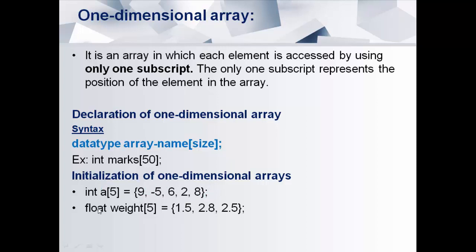Next one, float weight[5] = {1.5, 2.8, 2.5}. Here I am taking the data type as float and the array name as weight with the array size as 5, but I am inserting only three values, that is 1.5, 2.8 and 2.5. All three values are floats, and float is nothing but decimal values. So this is an example of how to initialize one dimensional arrays.